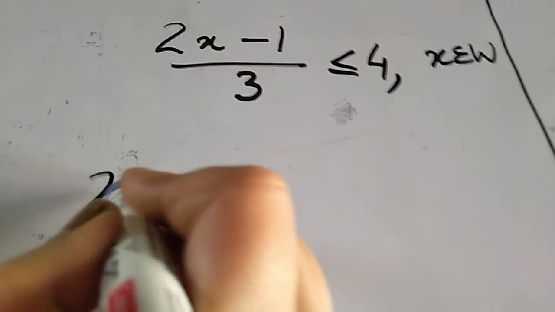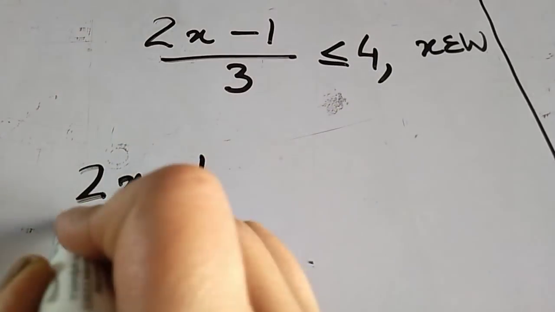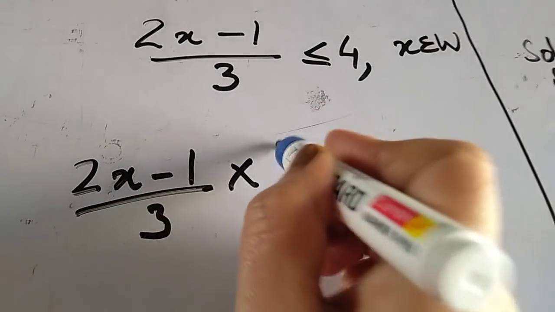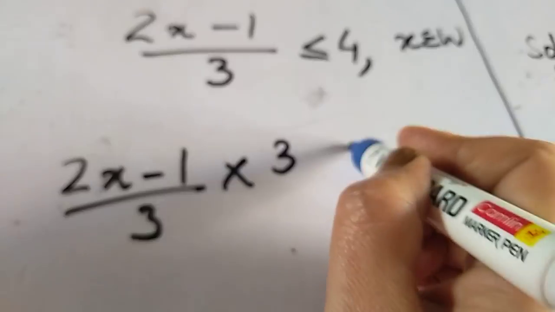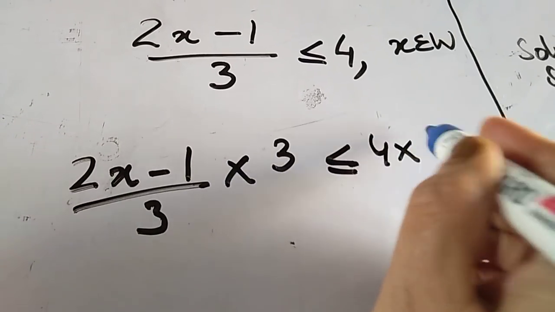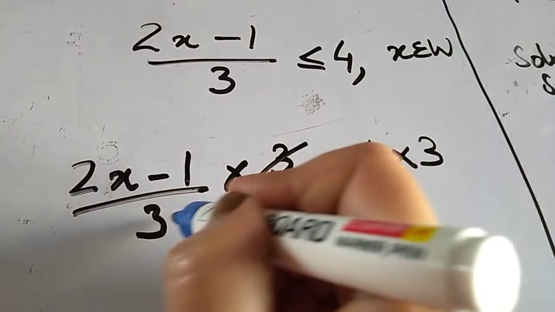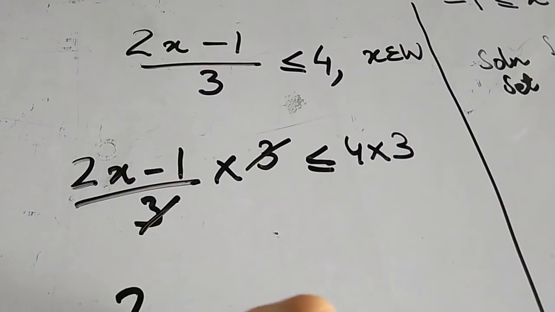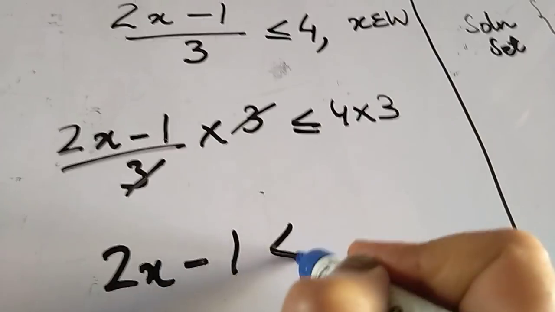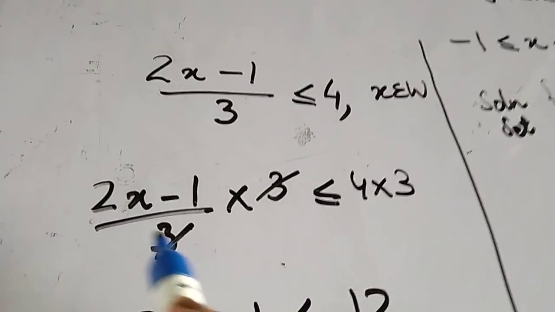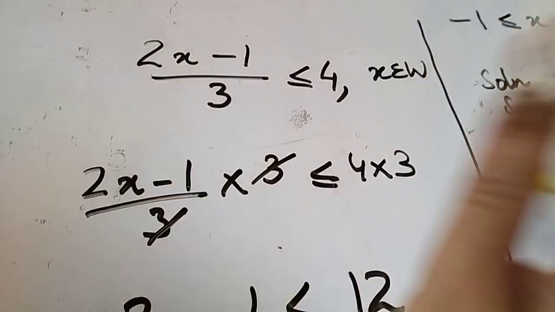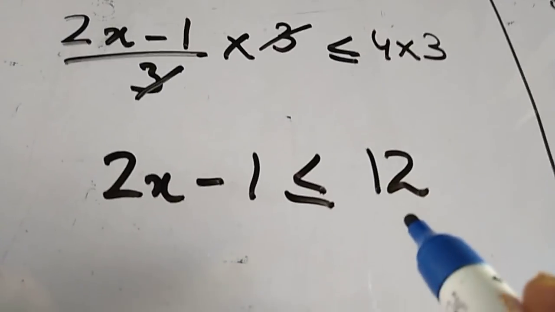So here also I am going to do the same thing. I am multiplying by a positive number, so there is no need to change the sign, children. Clear? So this 3 cancels, and I get 2x minus 1 is less than or equal to 12. You could have taken this 3 straight away to the other side also. That is also fine.